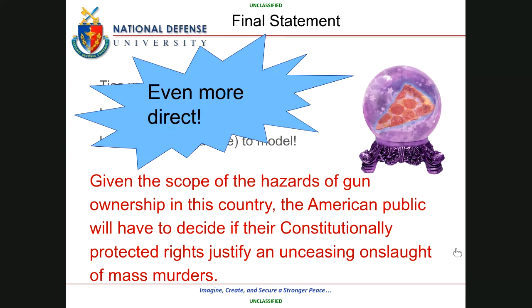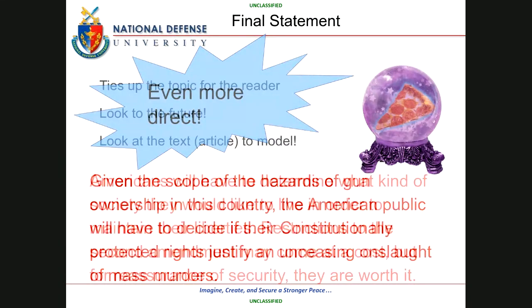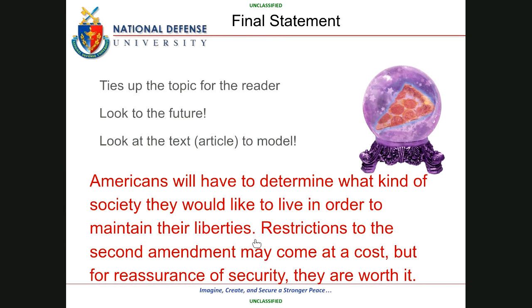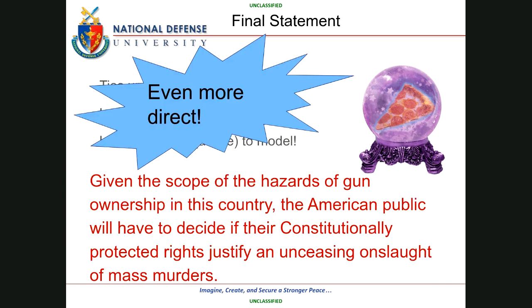Given the scope of the hazard of gun ownership in this country, the American public will have to decide if their constitutionally protected rights justify an unceasing onslaught of mass murders. See how direct that was, right? Compared to the last one, very direct, right? Very emotional, very direct. Okay, so either one is okay. You can say restrictions may come at a cost, but for the reassurance of security, they are worth it. Or you could say justify unceasing onslaught of mass murders, right? That's very direct. That's okay.